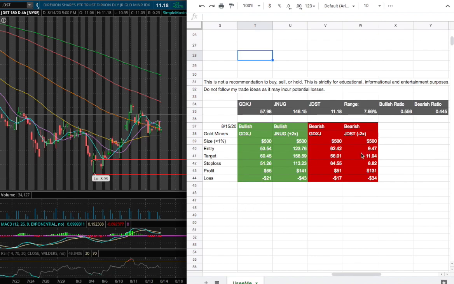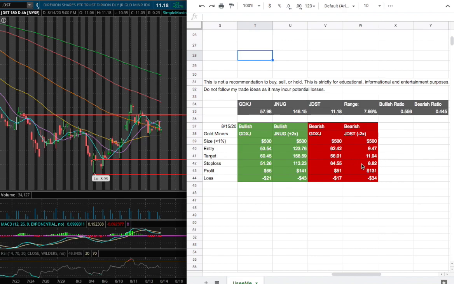So for JDST, my entry will be $9.47. That is around that range where we encountered support back in August 5th and August 6th. That will be my entry for JDST, and my sell target for that is $11.94. That is around the range right here where we encountered previous resistance that dated back to July 23rd.